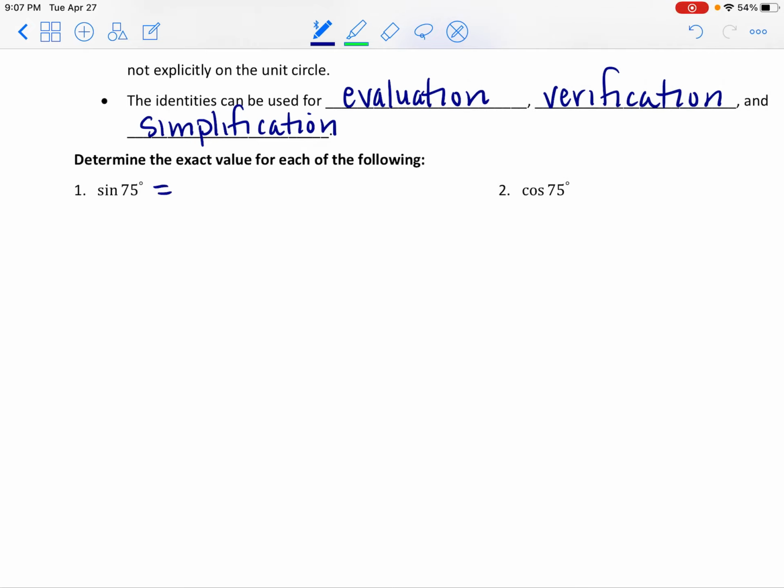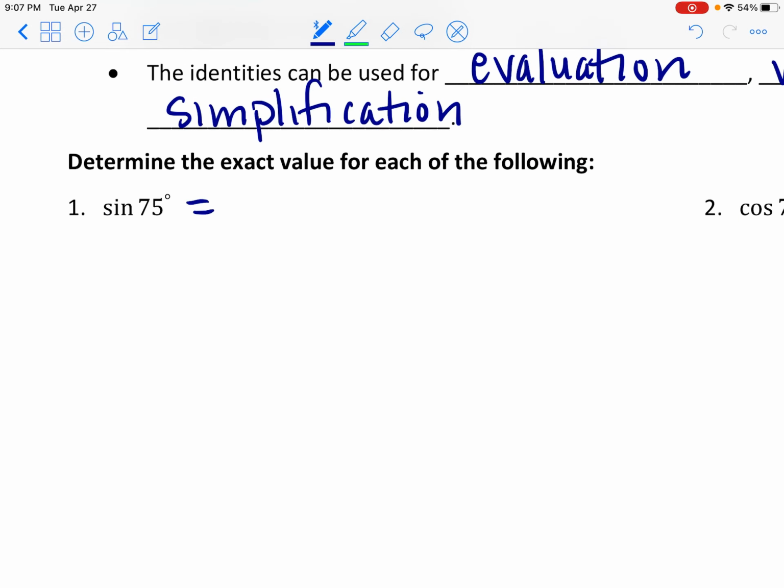So what I would do here is be a little creative. I would rewrite this as the sine of, instead of 75 degrees, I could split it up into 45 degrees plus 30 degrees, where I still have the sine of 75 degrees in there altogether, but because it's now the sine of a sum, I can use my identity to separate this out.